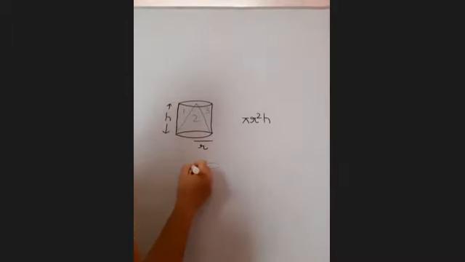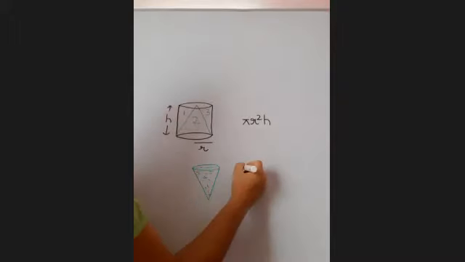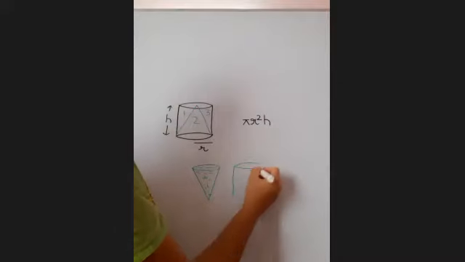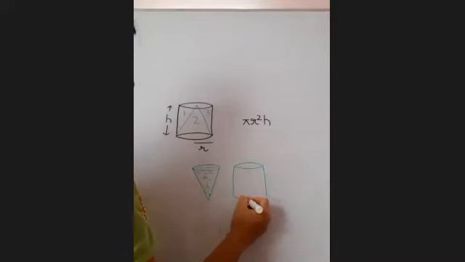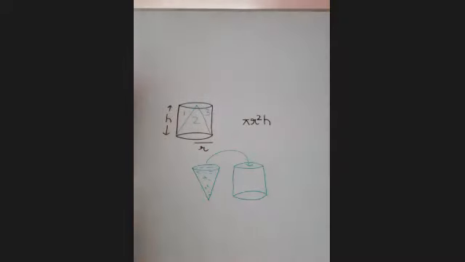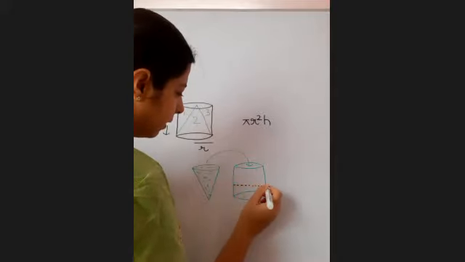What will we do? We will fill the cone with water or sand. In class, when I do this, I fill it with water up to the brim, which means till the top. And then I pour the water from this cone into the cylinder. That is what I do, and I observe till here water gets filled.